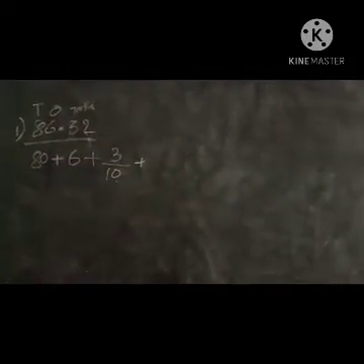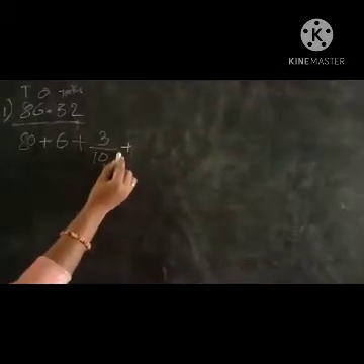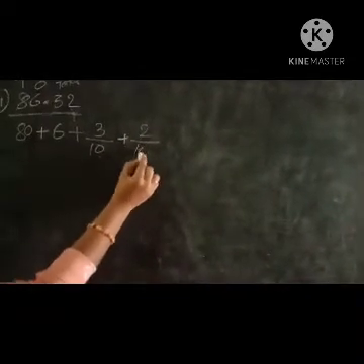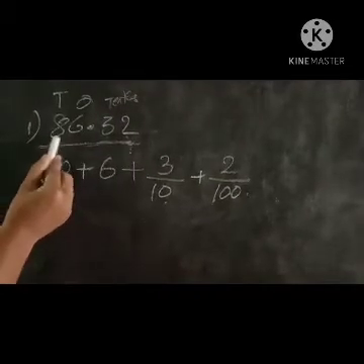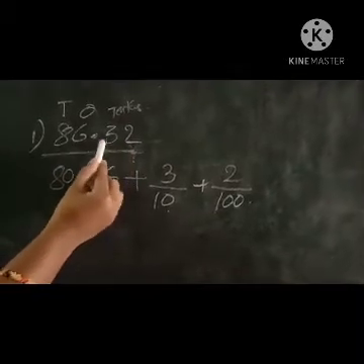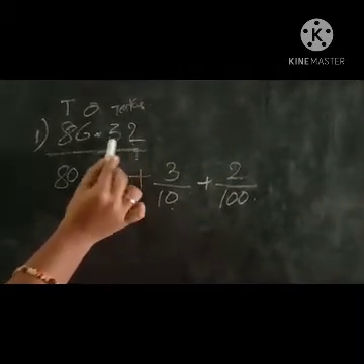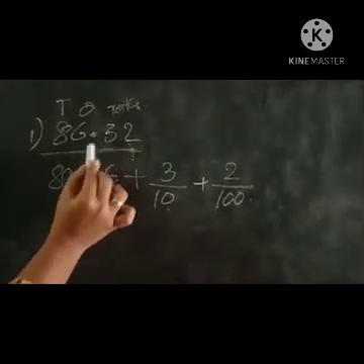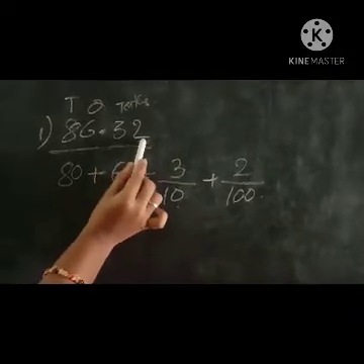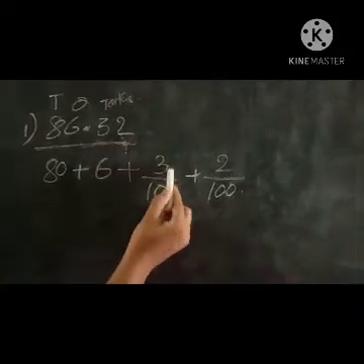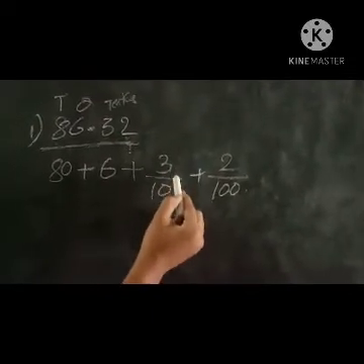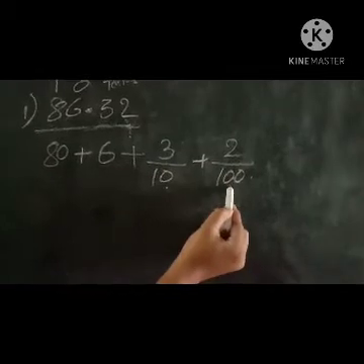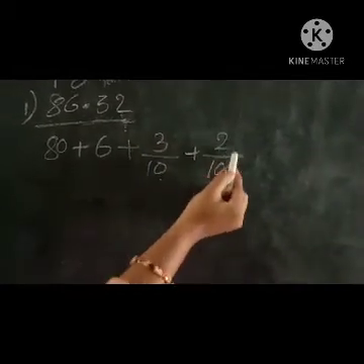2 is in hundreds place, no? So how we will write? 2 by 100. See here 86.32 is the number. Now, what is the number here? 86.32. Since 32 is there, this is a decimal number. 32 is the decimal after the decimal point. This is the decimal part, no? This is a fractional part, no? Like this we have to write 3 by 10 plus 2 by 100.